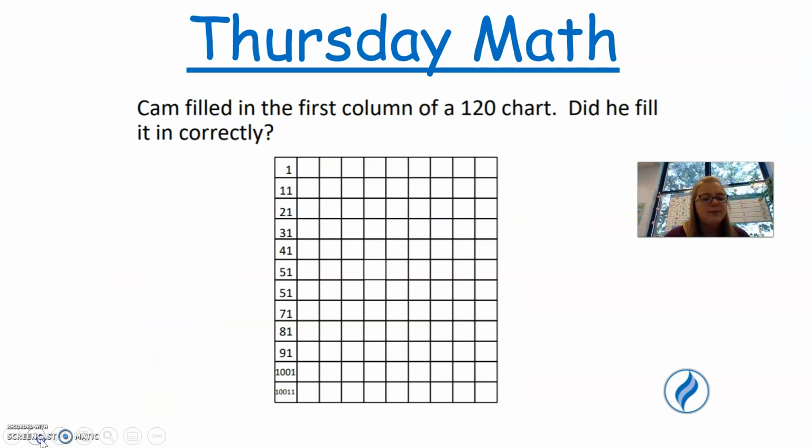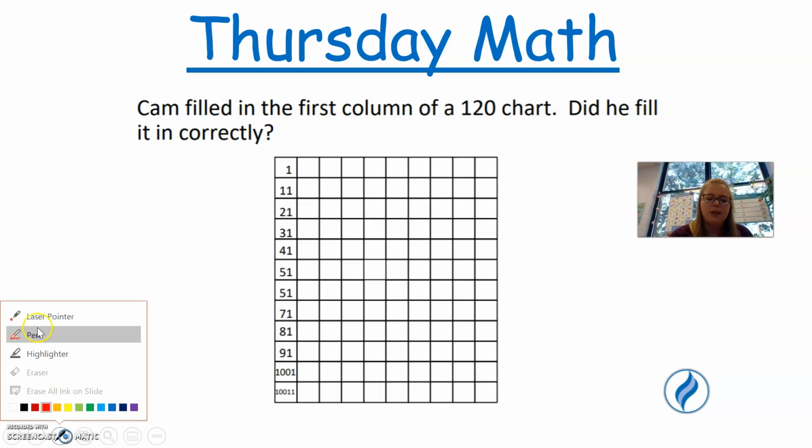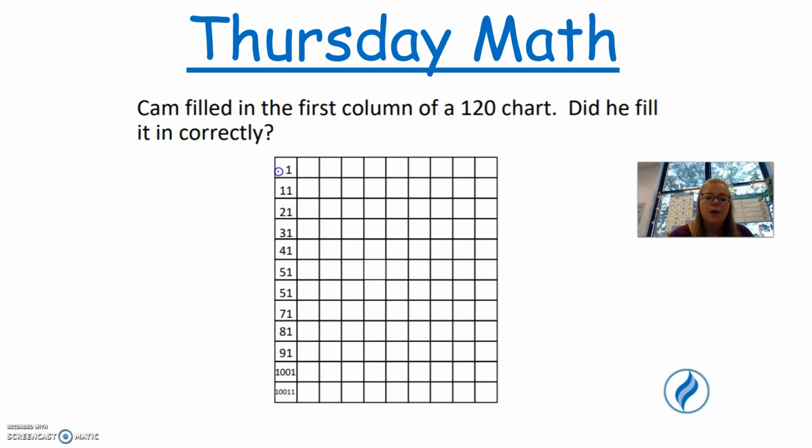Alright, so today's math activity. This is the first question you're going to answer for me. Cam filled in the first column of this 120 chart. Did he fill it in correctly? Well, let's look. So we start at 1. Remember, every time you go down, that's 10 more. So let's see if he counted by 10s correctly. So he added a 10. Good. 41. 51. So we have 1, 11, 21, 31, 41, 51.